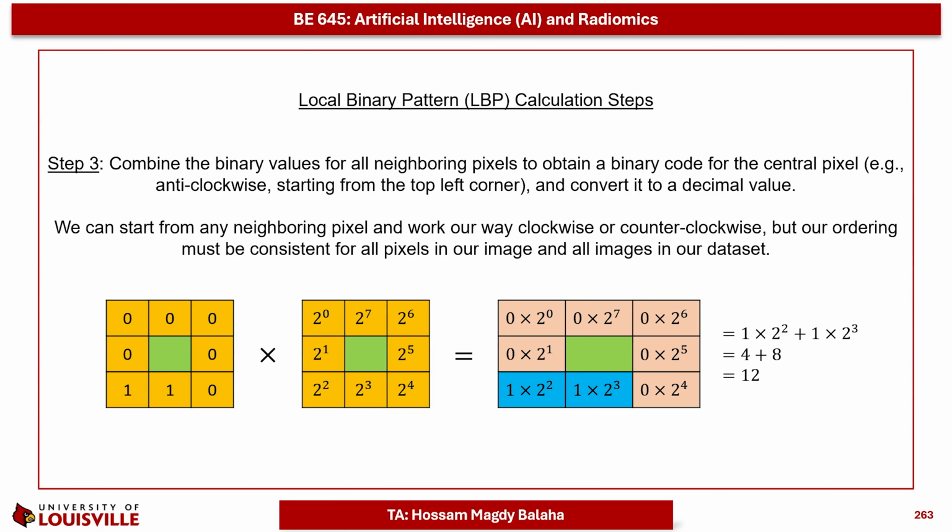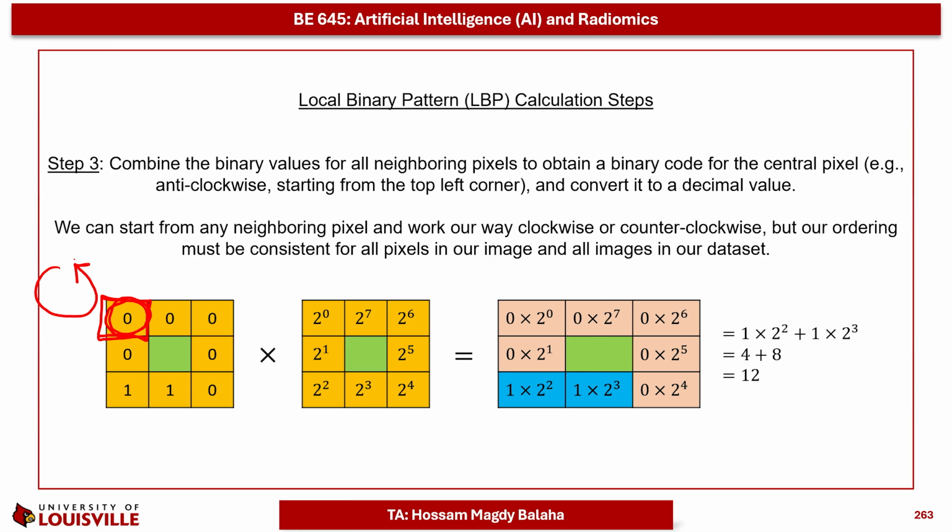After that, you will need to combine that binary matrix into a numeric value. How can we do that? Simply by multiplying it by the powers. You multiply each pixel here by 2 to the power of a value, according to which cell you are starting in, and whether you are moving clockwise or counterclockwise. To make it simple, let's say we are starting from this position and moving counterclockwise.